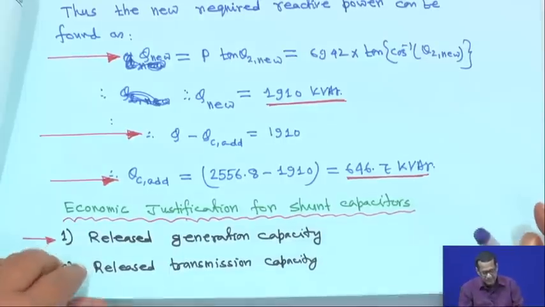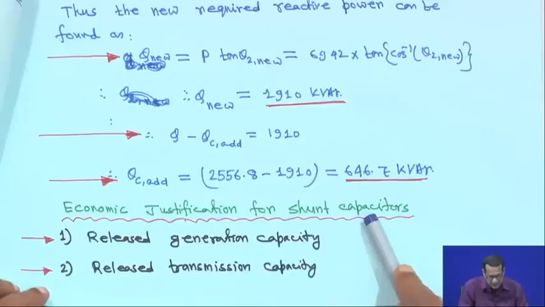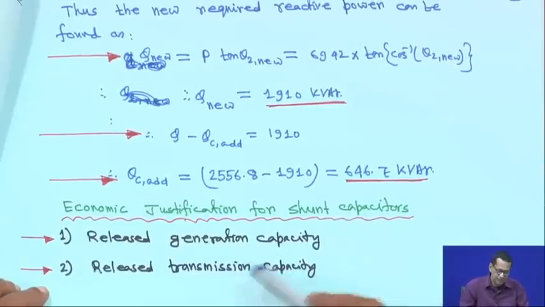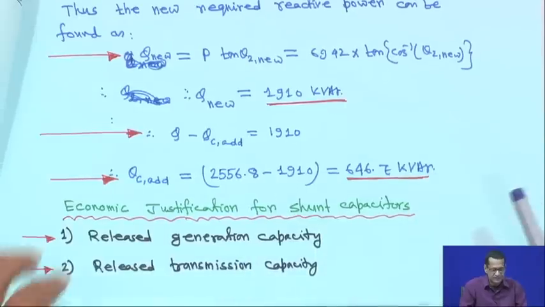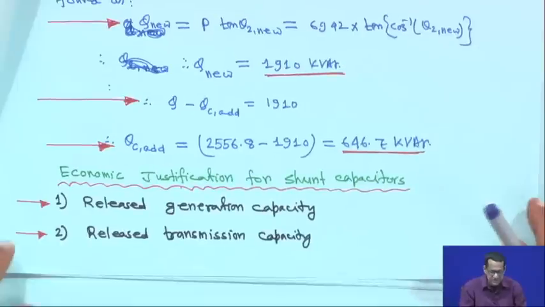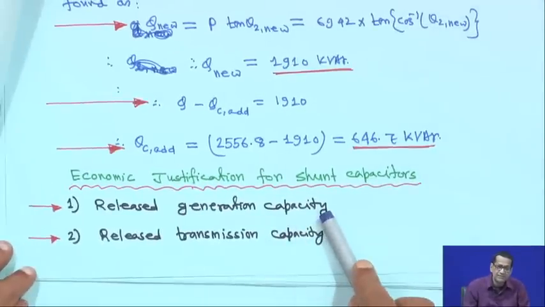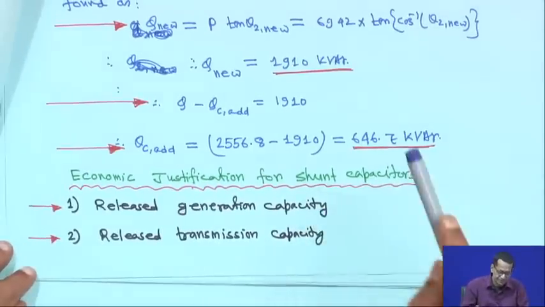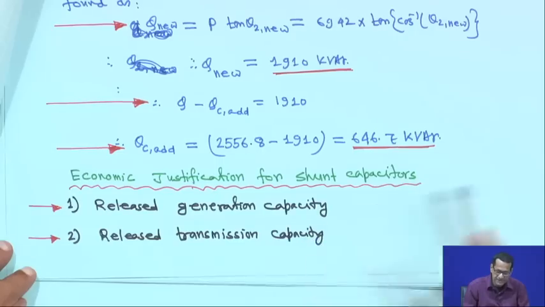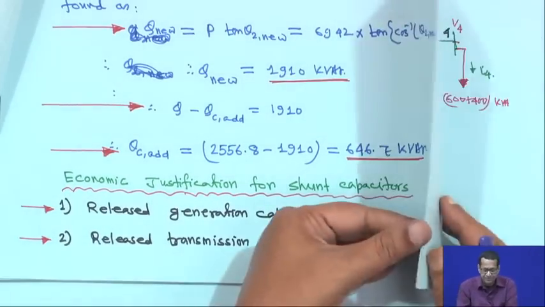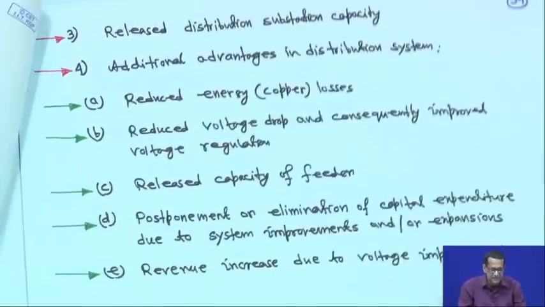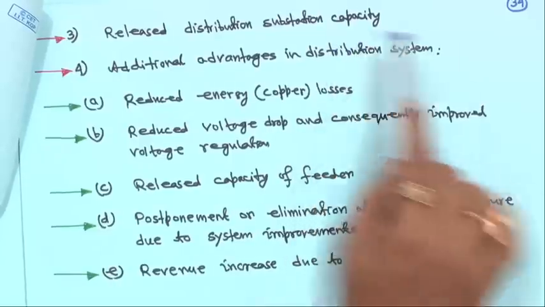Now, the economic justification for shunt capacitors. I will explain each and everything later, when all these things are completed. First, it releases generation capacity. What does it mean? I will come later. Then it releases transmission capacity, that also I will tell you, right. Then it releases distribution substation capacity.